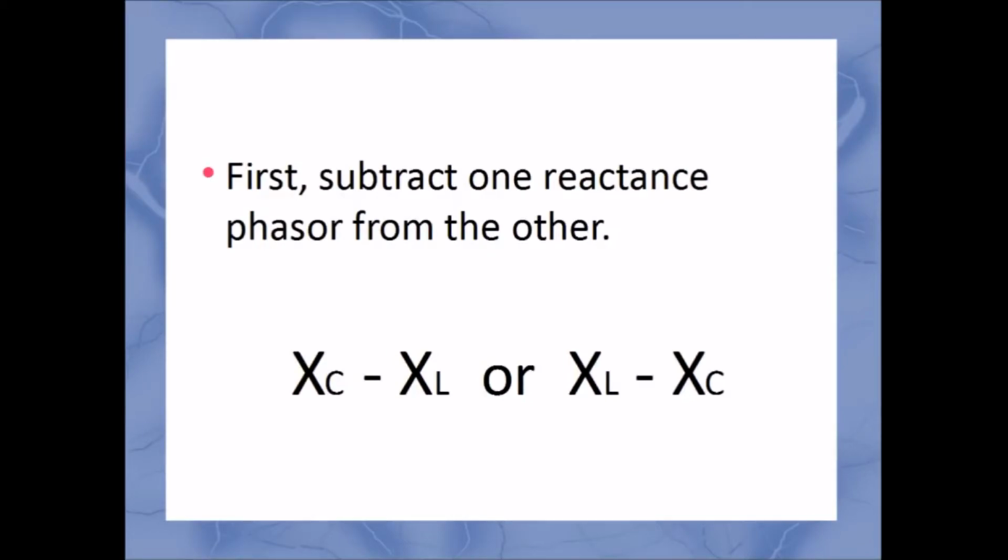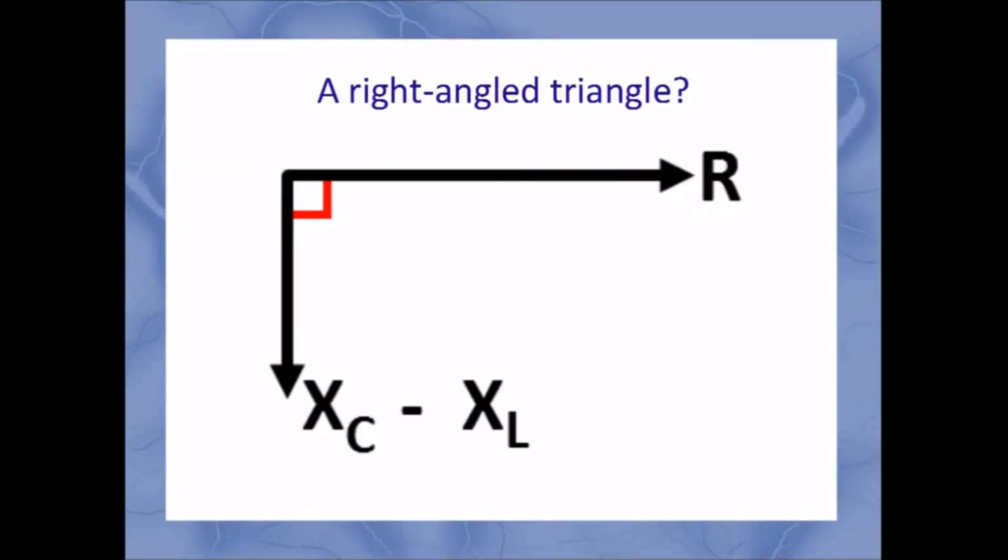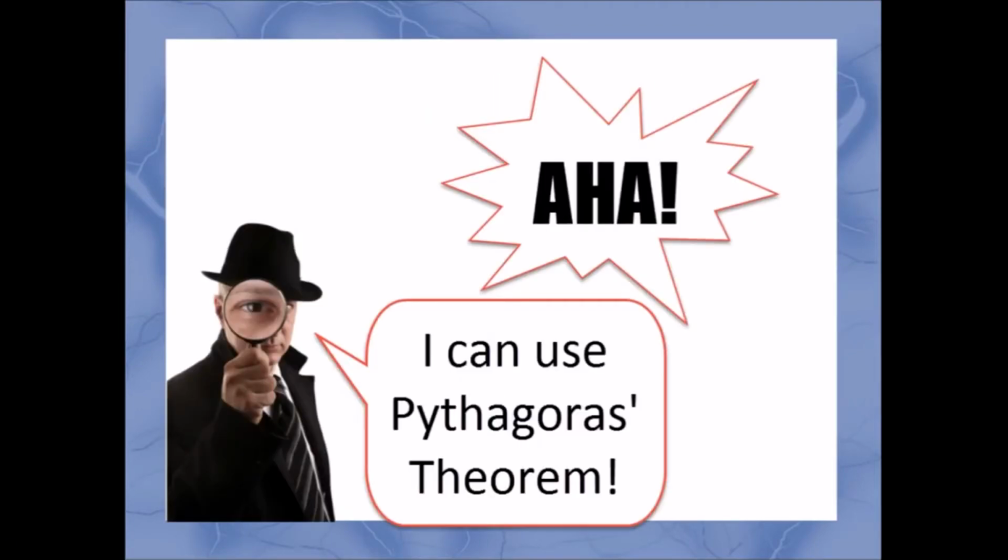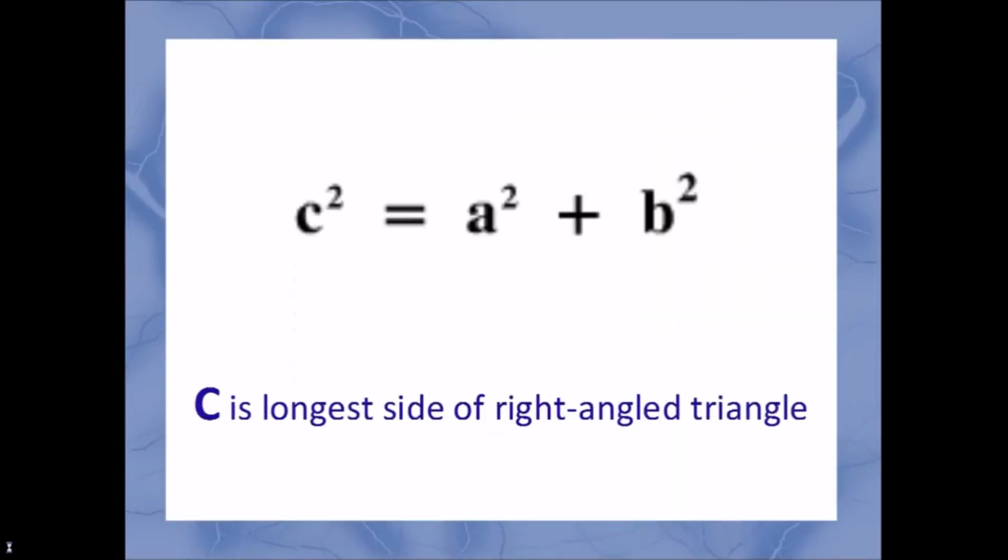So take the smaller one away from the bigger one to get a new vector, the net reactance, if you will. Now, the reactance is at right angles to the resistance phasor, so we have two sides of a right-angled triangle. That impedance we're looking for is the third side of the triangle. What do we do with right-angled triangles, folks? We use the theorem of Pythagoras. Now you take your calculator out and use this fantastic formula.